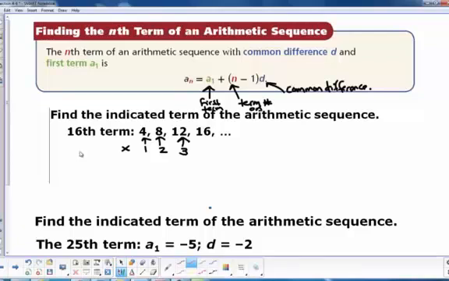We could find the 0, but we don't need it right now because we're just going to get the 16th term. So first of all, is this arithmetic? It says it is. Let's just make sure. 4 plus 4 is 8. 8 plus 4 is 12. 12 plus 4 is 16. So let's write our formula. The 16th term, a sub 16, is the first term plus the 16th term minus 1 times the common difference. That's the common difference. So, 15 times 4 is 60, and 60 plus 4 is 64.